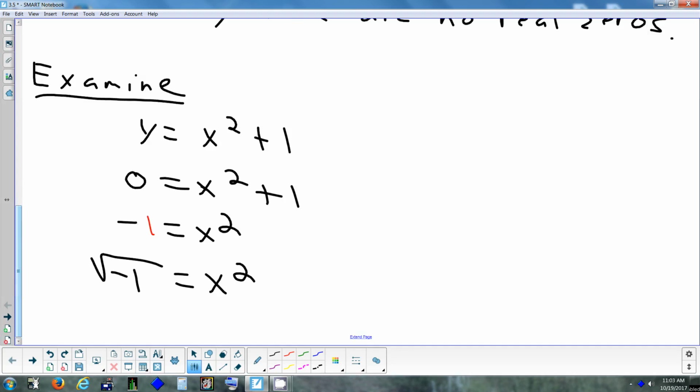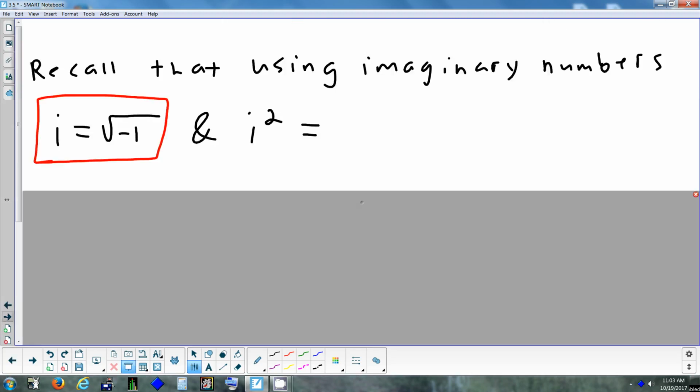So, if we want to be able to solve something like that, then we have to come up with a way to represent that. And does anybody know the symbol or the letter that we use to represent the square root of negative 1? It's like an I. Yeah, it's an I. So i is the square root of negative 1. It's just the symbol that we use.